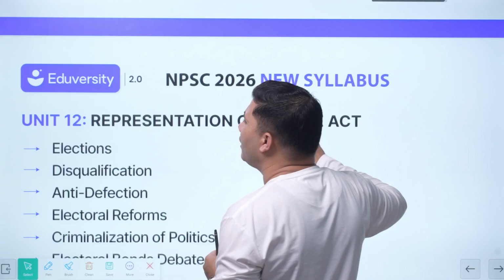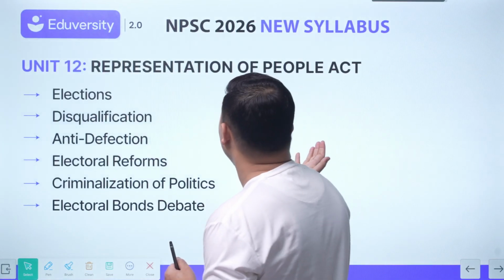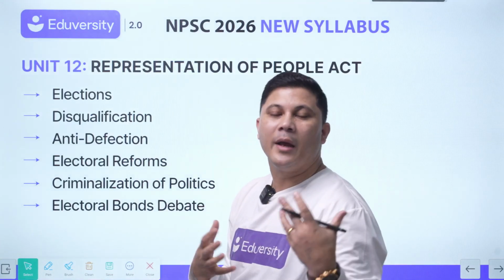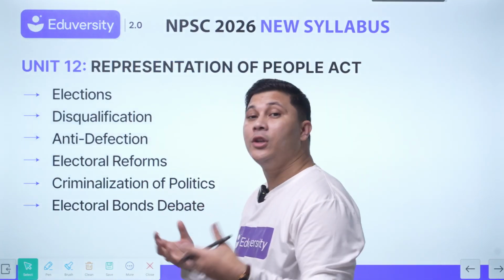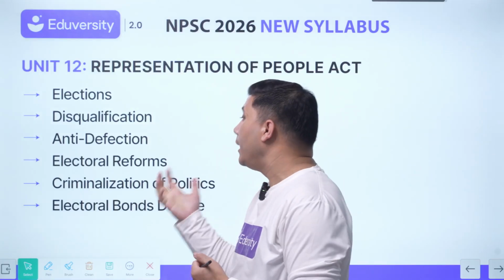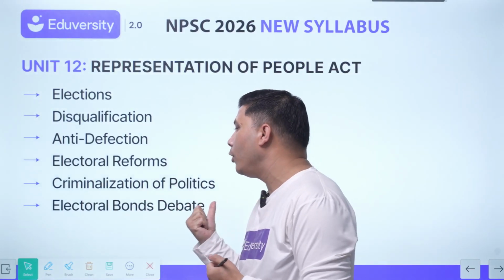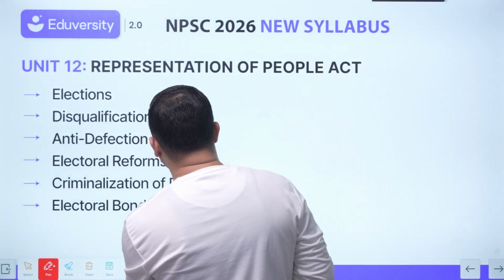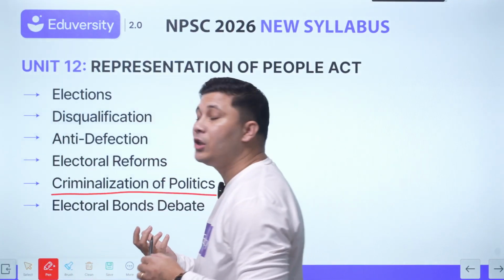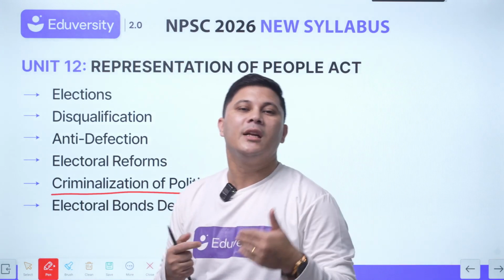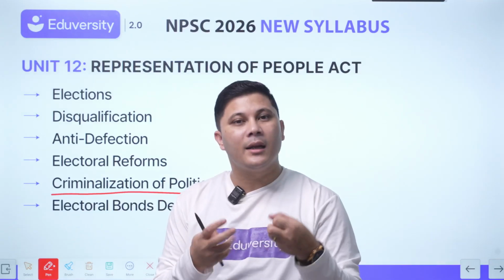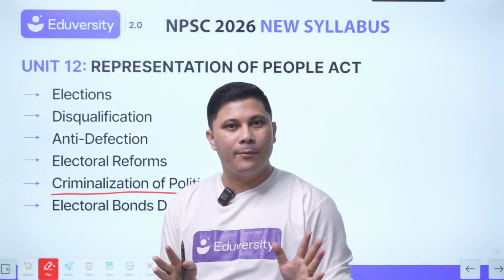Now in Unit 12 you have to understand the Representation of the People Act, the elections, the disqualification of MPs and MLAs, anti-defection, who can decide on anti-defection, electoral reforms, criminalization of politics, the electoral bond debate. The data that you have to know on the criminalization of politics: in the present Parliament of India, how many MPs have criminal cases against them.